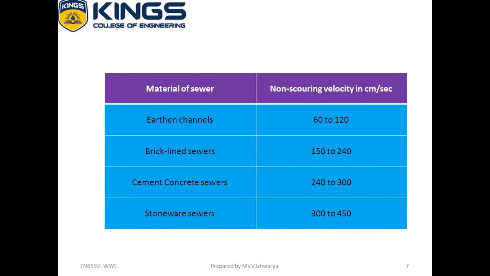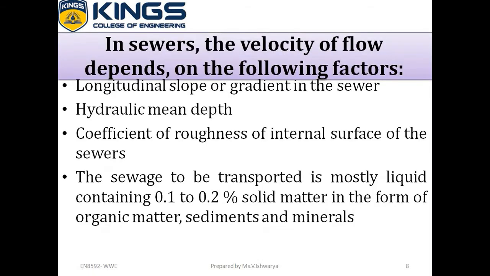Here also we have some non-scouring velocities based on the sewer materials. For example, an earthen channel has non-scouring velocity in the range of 20 to 120 centimeter per second, brick-lined sewer around 150 to 240 centimeter per second, and cement concrete sewer around 240 to 300 centimeter per second. And the last one is stoneware sewer pipes, where the non-scouring velocity range is 300 to 450 centimeter per second.